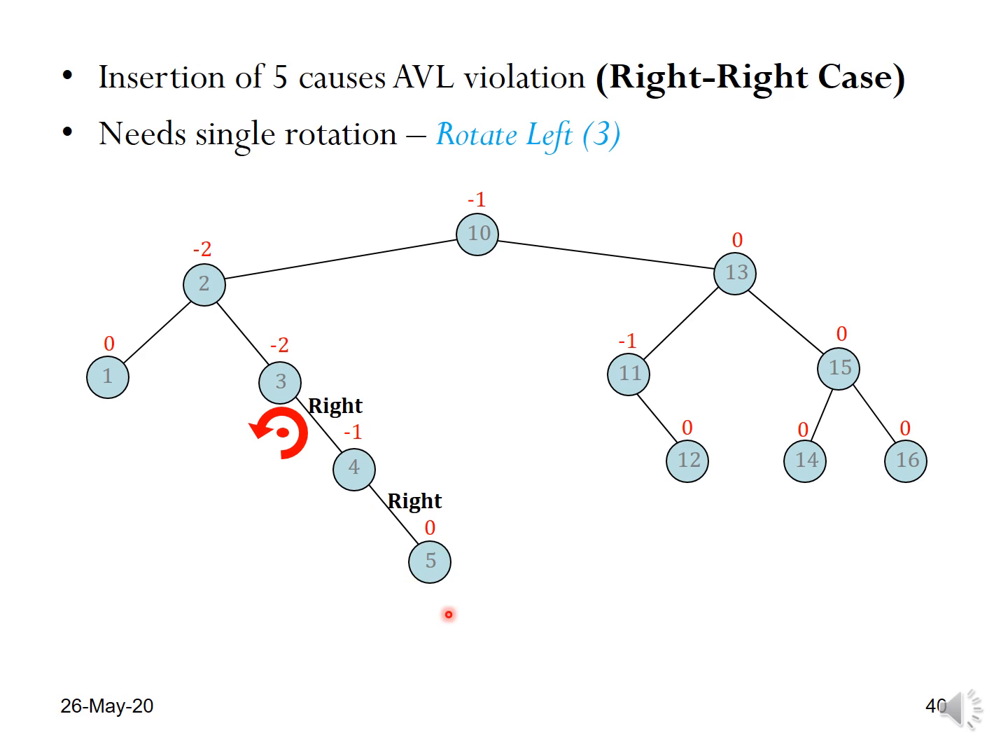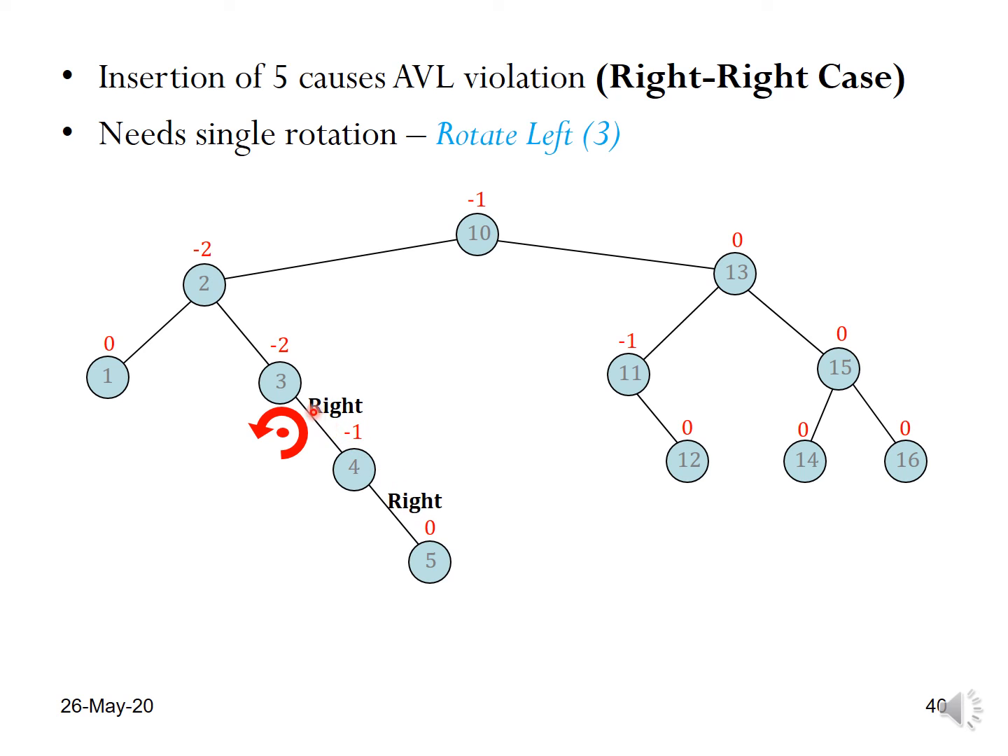Now we will see which case this is. Considering the path from the top, 2 is in the left of 10, 3 is in the right of 2, 4 is in the right of 3, and 5 is in the right of 4. Because the inserted node is here, we will focus on this particular node because its balance factor is minus 2. We will consider only these three nodes, 3, 4 and 5, because this is the right right case.